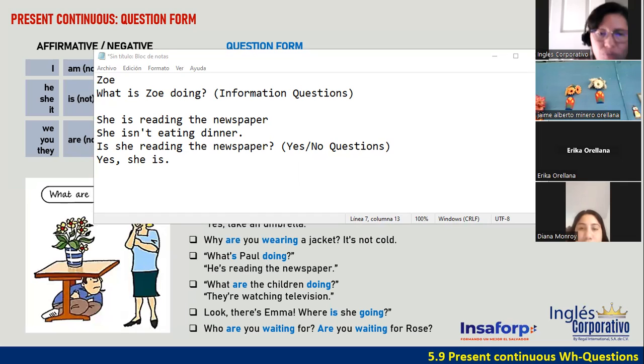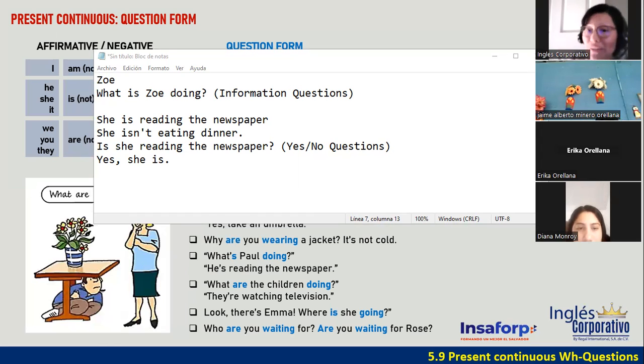What about the next person? Let's see. What about Alex and Alice? No sé si Diana o Jaime quisieran participar también. Si no, pues puede continuar, Erika. How do you say dama, teacher? El juego se llama chess. They are playing chess. Playing chess. Así como se lo puse ahí en el chat. They are playing chess.